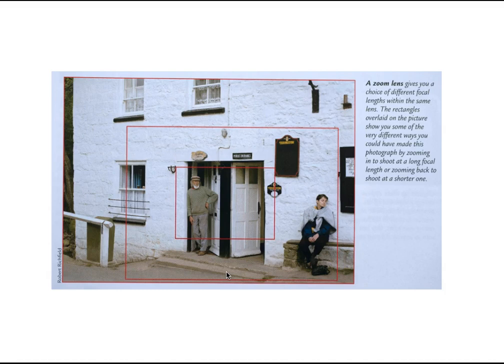If you were in one spot and you had a zoom lens, the difference of images you can make from wide on the outskirts all the way zoomed into just that gentleman in the doorway. This is great. These are great opportunities, especially if you're a street photographer, having those options.